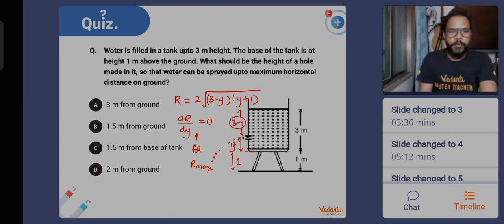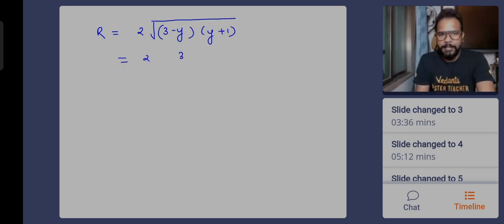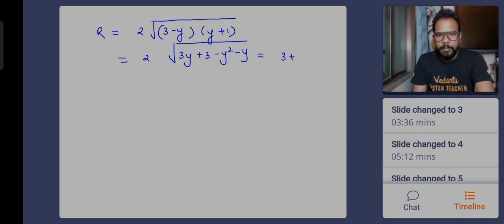So let me just do it separately for all of you here. We said that R is going to be 2 times root of (3 minus y) into (y plus 1). If you multiply things inside, this is going to be root of 3y plus 3 minus y square minus y, which is, by the way, root of 3 plus 2y minus y square. This is how it is.